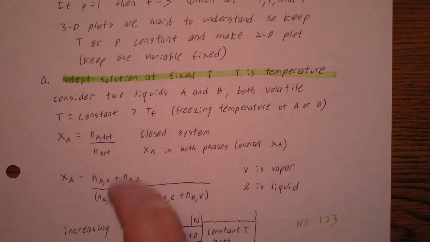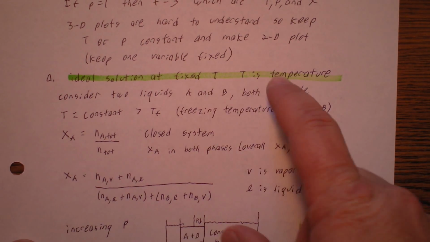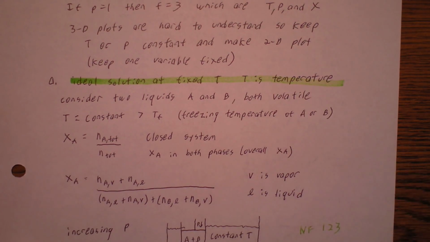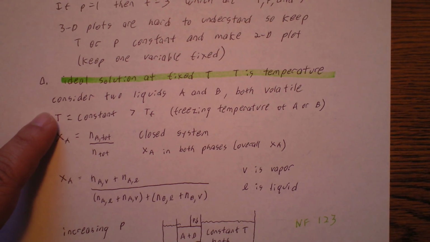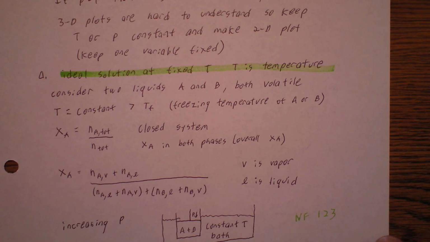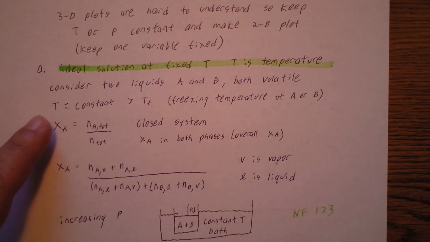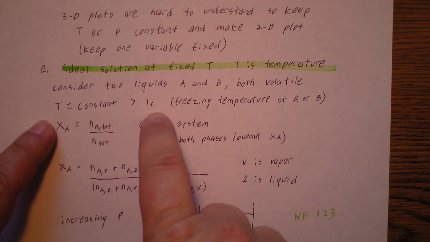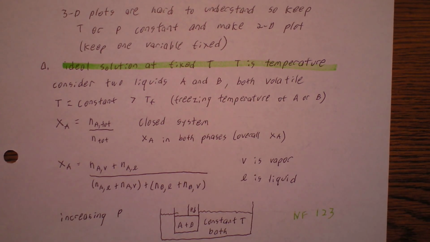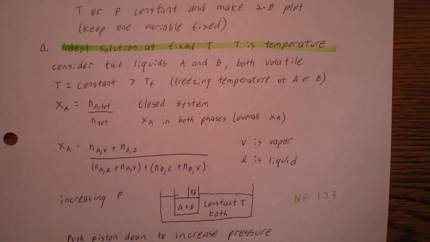Now let's say we have an ideal solution at fixed temperature. Remember, T is temperature, of course. Let's say we have two liquids. I'm going to call them A and B, and they're both volatile. Remember, volatile means they can evaporate, so they have a vapor pressure. The T is constant, and it's greater than the freezing temperature. So we've got no solid, just liquid and gas.